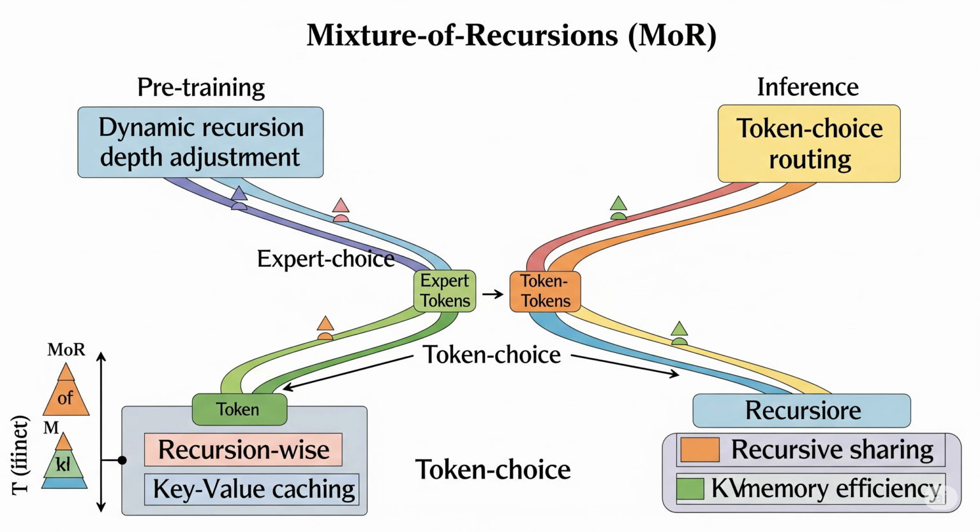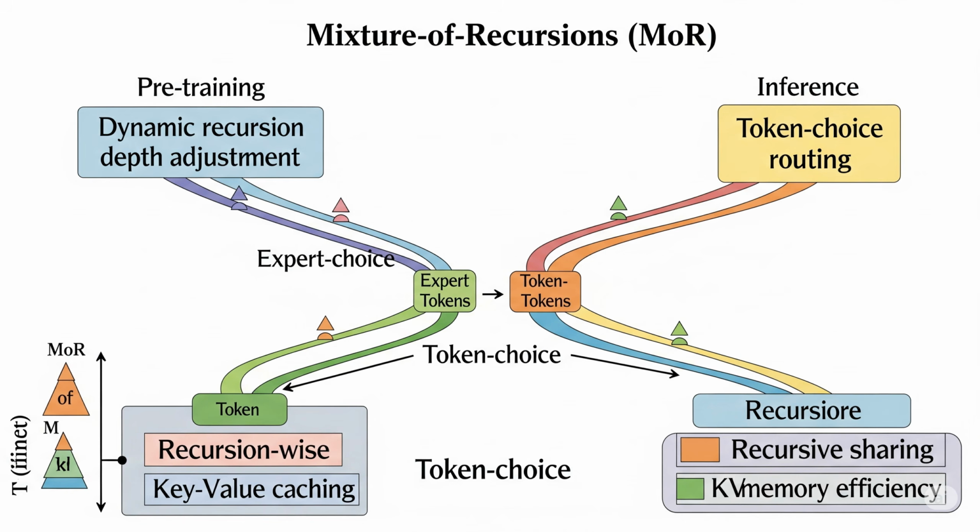Second, it routes tokens to cut redundant FLOPs. FLOPs being floating point operations, basically compute cost. It routes tokens, like individual words or parts of words. Yes. It uses these lightweight routers, small neural networks, to dynamically decide how many recursion steps or how much processing each individual token needs.